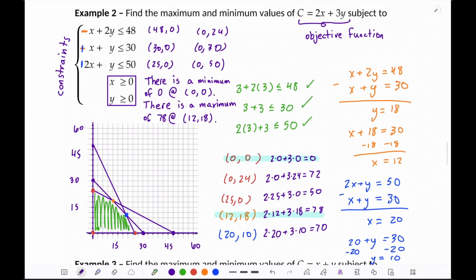So that's how these linear programming problems work. Notice how they are quite involved and there are multiple steps. First, you have to graph inequalities, you have to solve systems of equations, and then you have to plug points in.